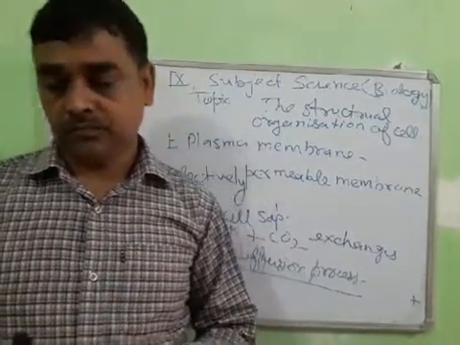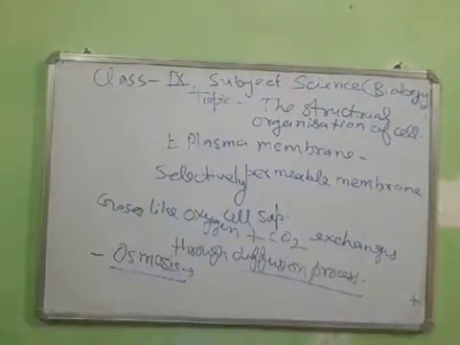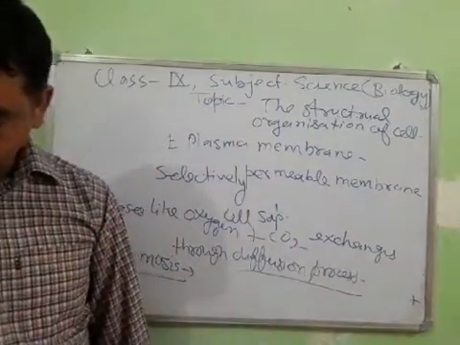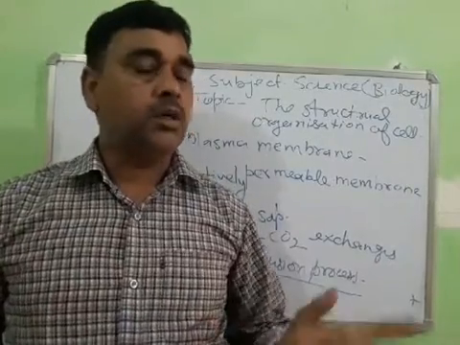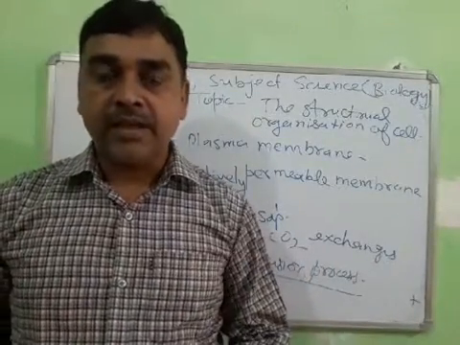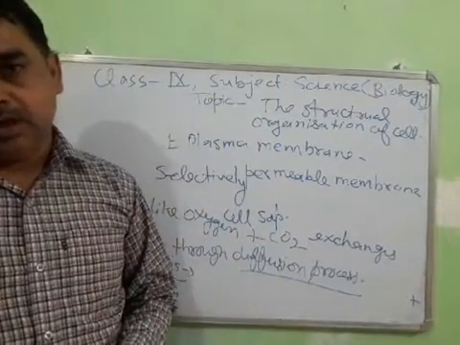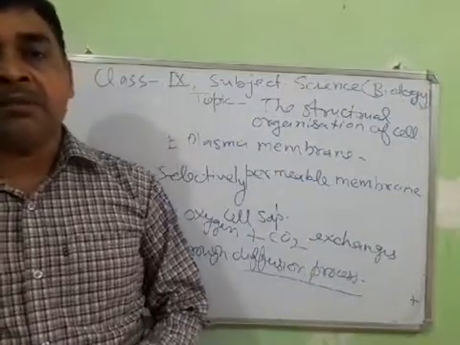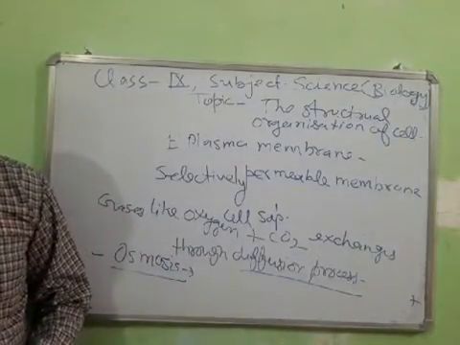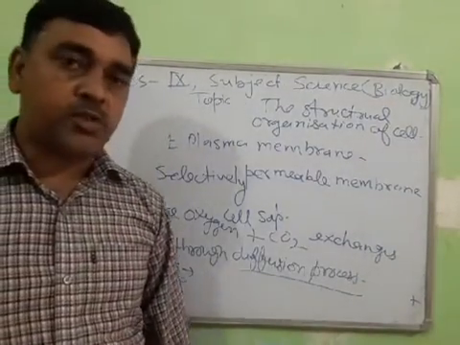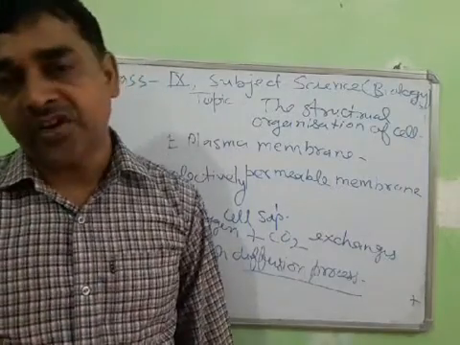The movement of water molecules from higher concentration to lower concentration via a semi-permeable membrane, or the plasma membrane, or selectively semi-permeable membrane, is called osmosis. So in osmosis, water moves from the higher region to the lower region.